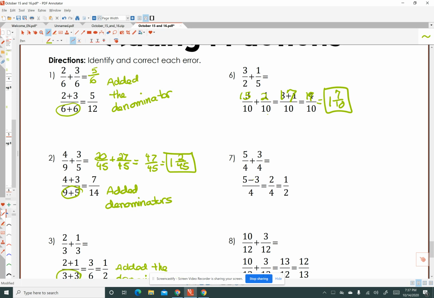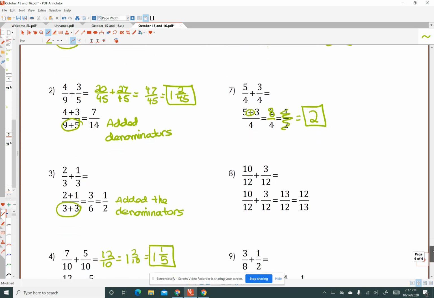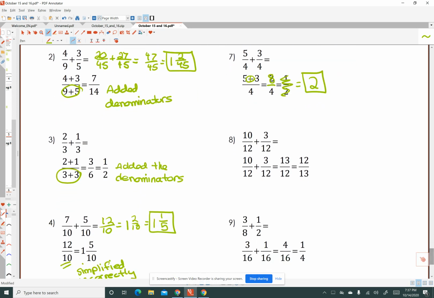Number 7, the problem is they subtracted, and they should have added. So it should be 8/4, and we don't need this because 8 divided by 4 equals 2. Number 8, it looks like they flipped a fraction here, and there's no reason to do that. This so far is correct, the 13/12. So let's cross this out. So 13/12 equals one group of 12 with 1/12 left over.